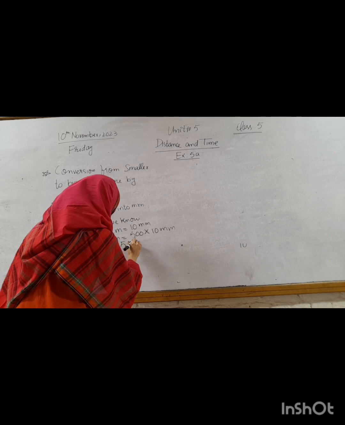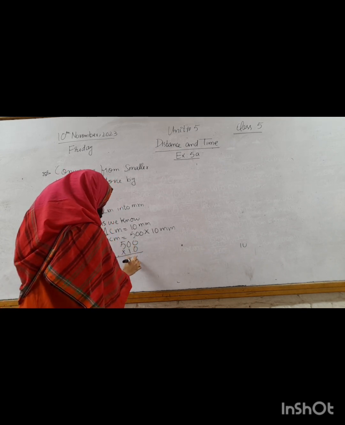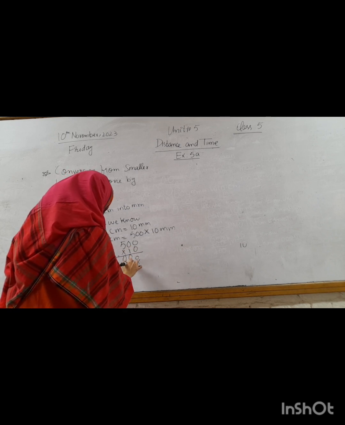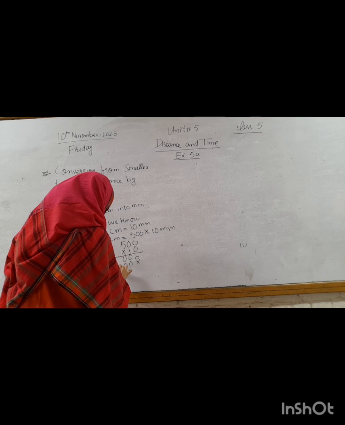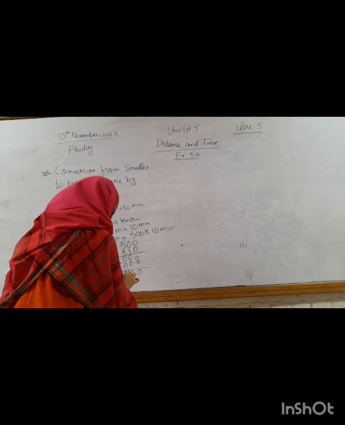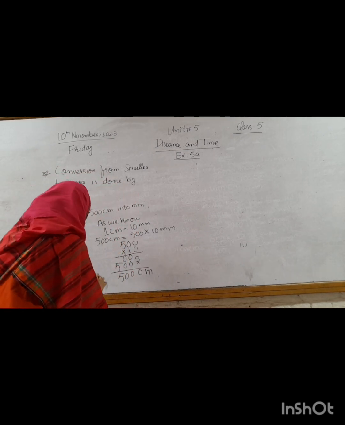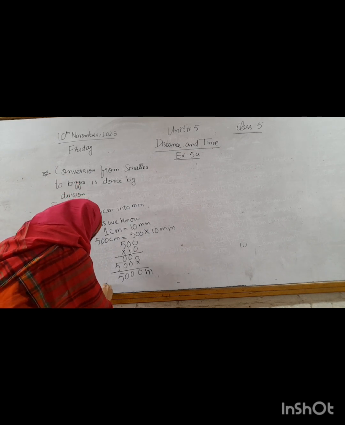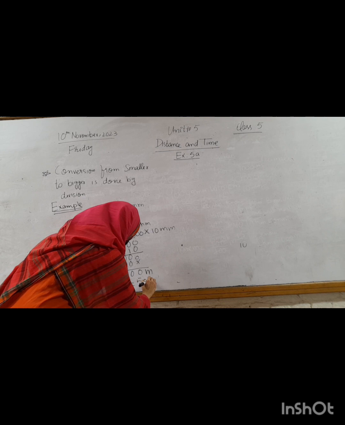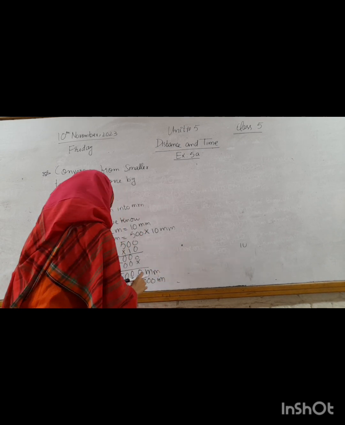So 500 multiplied by 10. 0 multiplied by 0 is 0. 0 zeros are 0. 0 fives are 0. 1 zero is 0. 1 zero is 0. 1 five is 5. So we have 5,000 millimeter. As you can see, 500 centimeter is equal to 5,000 millimeter.